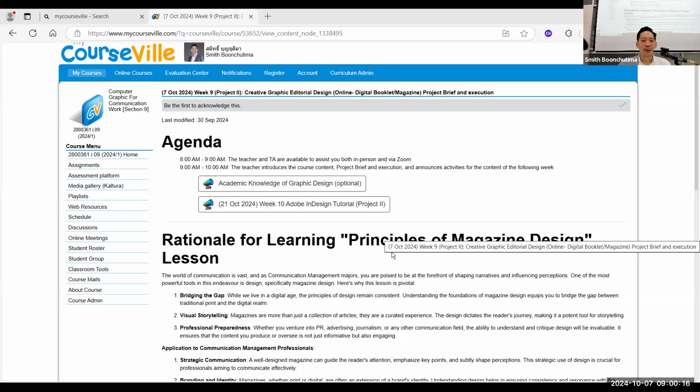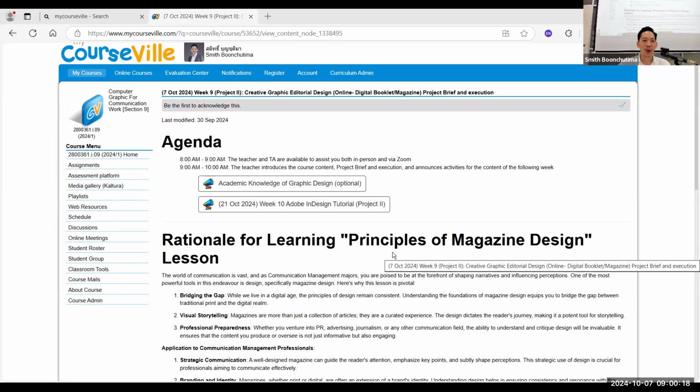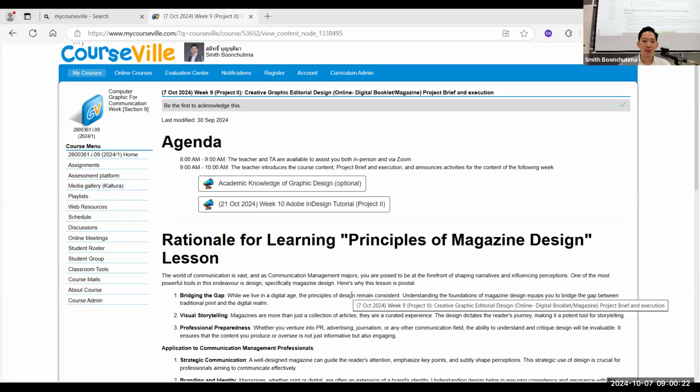Welcome to the second half of the course. Today we are going to let you know about the second project that will be occupying you during the second half of this course. And the project is related to magazine design.